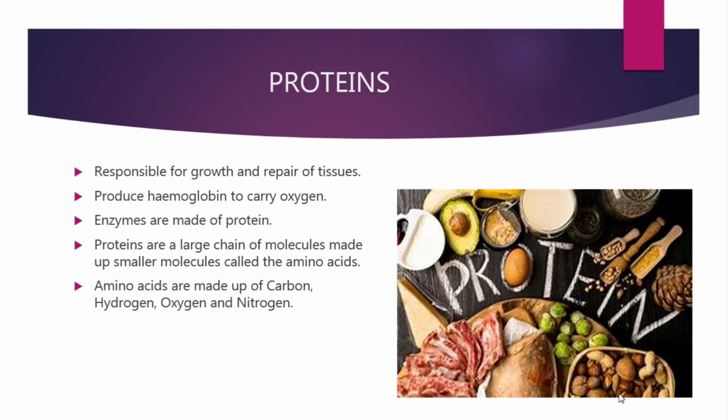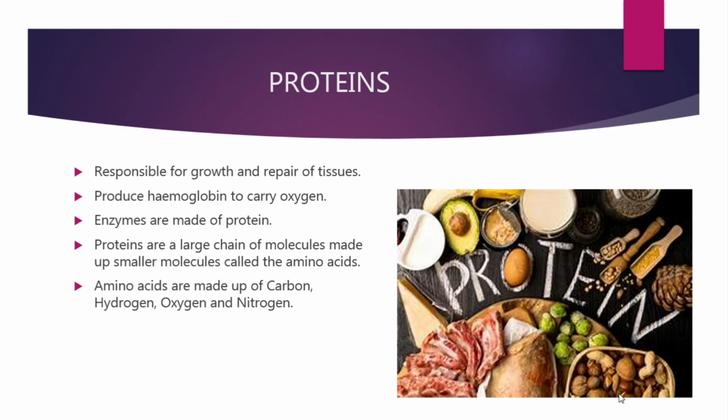So protein has this important role to produce hemoglobin, which carries oxygen, and proteins are also responsible for the growth and repair of tissues. Oxygen is supplied to the cells through hemoglobin, which is made of protein. Protein is also responsible for metabolic reactions, the cell's metabolism. The enzymes that reduce the activation energy of the reactions taking place in a cell are made up of proteins. Proteins are large chains of molecules made up of smaller molecules called amino acids.